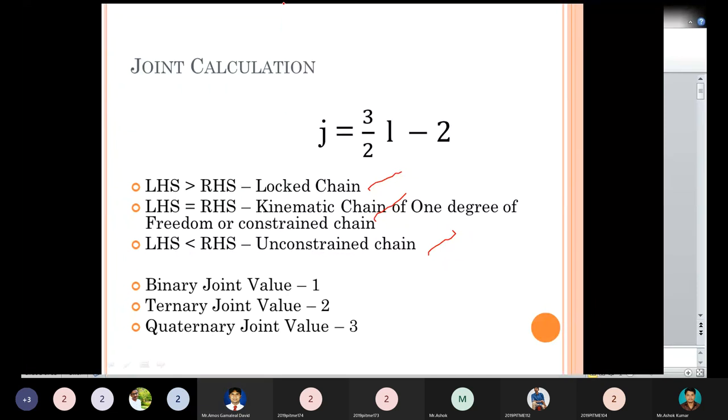Do you understand? As I said, joint value for binary is 1, ternary is 2, quaternary is 3. Did you guys get this slide? Any doubts? Or you want me to repeat anything?